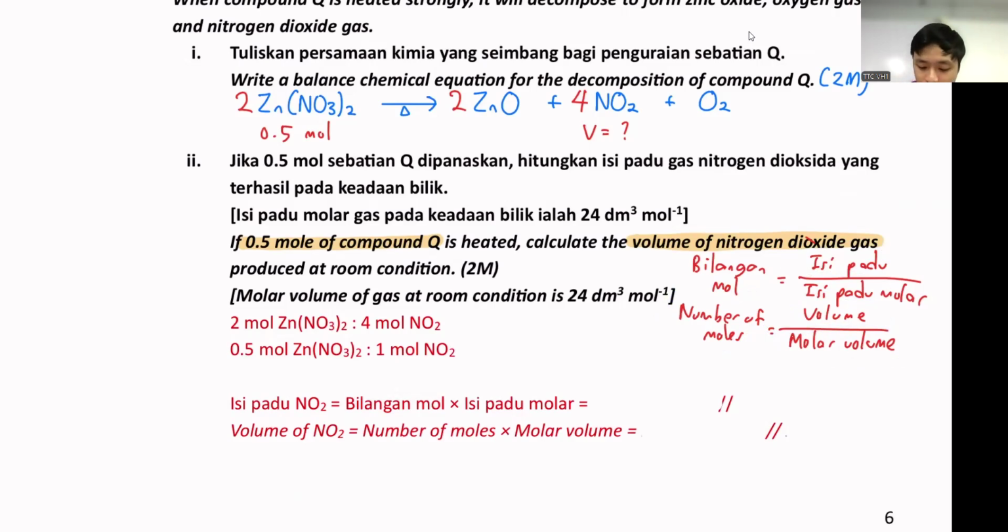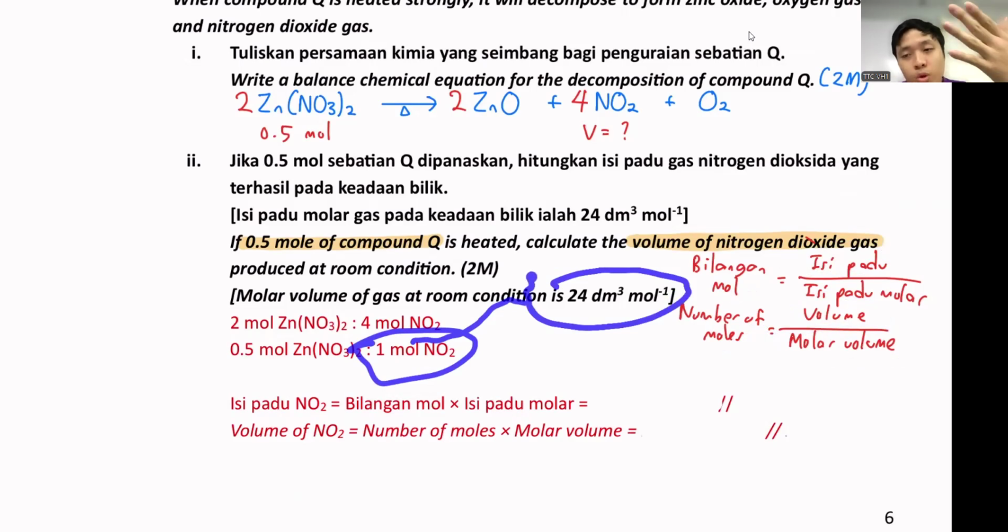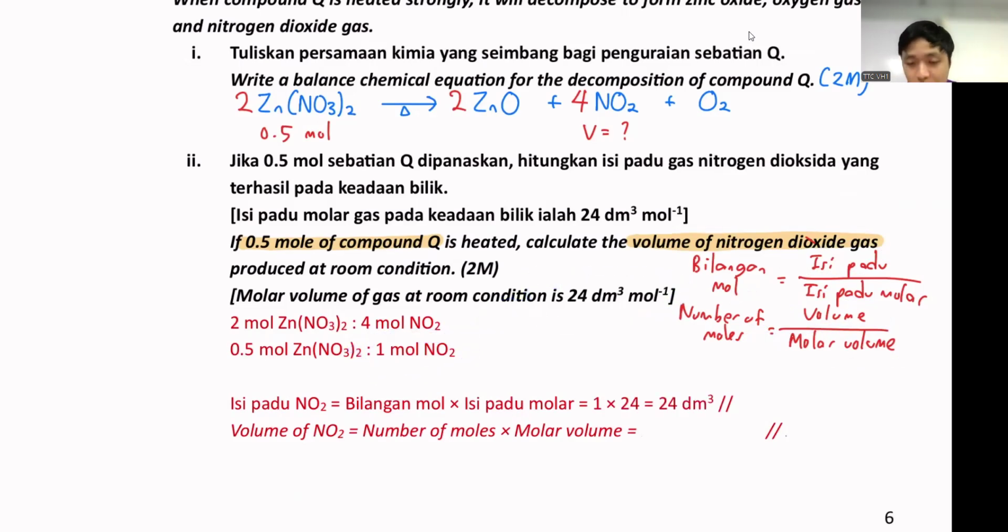It means just now I got 1 mole, right? 1 mole multiply the molar volume they normally give. Either they give 22.4 or 24. In this case, they give 24. So you just use 1 multiply 24, which you will get 24 dm cube. Now the unit is very important. Here the unit for isi padu, for volume, is dm cube. Just be careful.